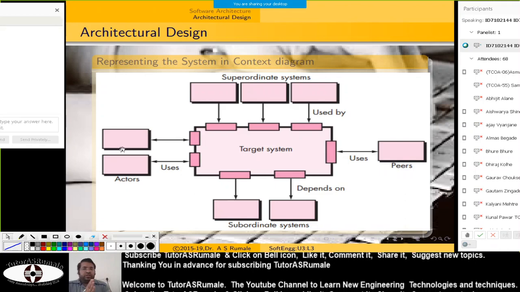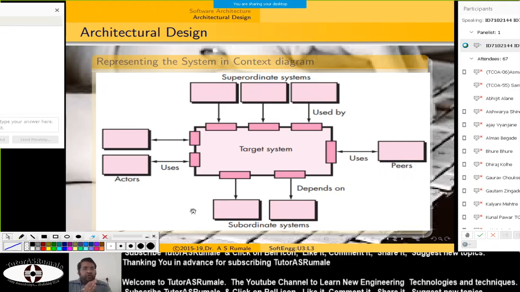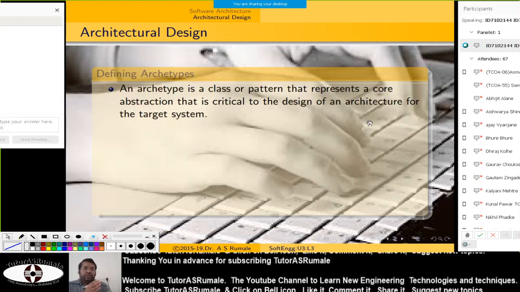So you have the actors, these are the people or devices. You have the superordinate system which actually uses this system. You have the subordinate system on which your target system depends, and you have the peer system. If this is your application, then the subordinate system shows your operating system, the platform on which your system is running. The superordinate system shows the systems which are actually using your application. This shows the users, while the peer shows another system. These are what we call an architectural design, a very rough architectural design.